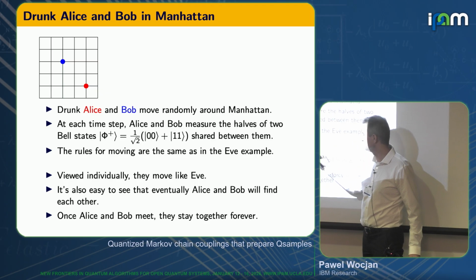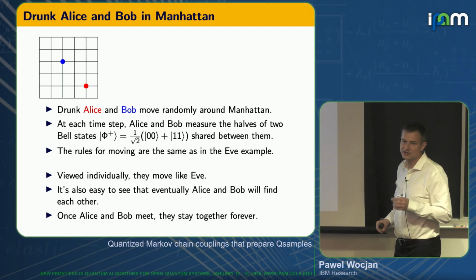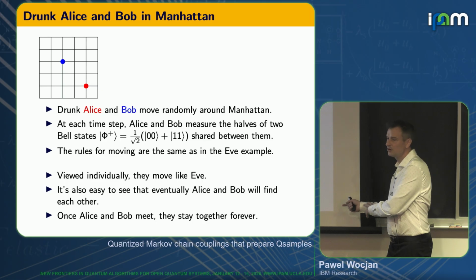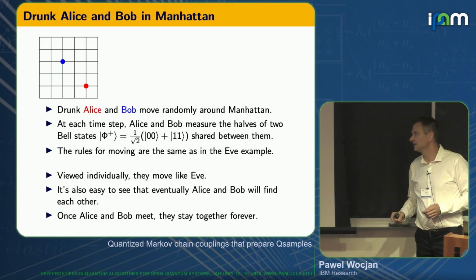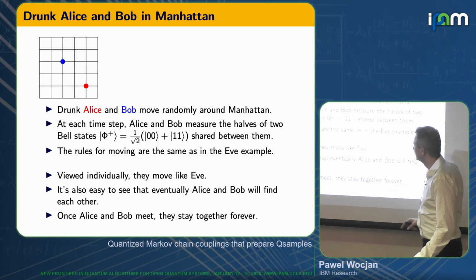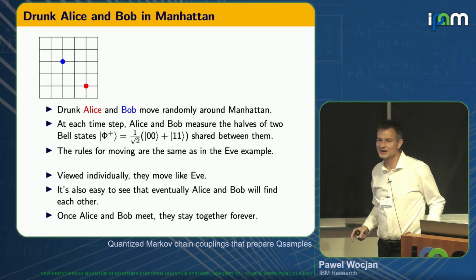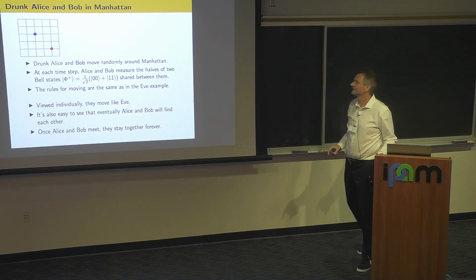And I mean, it's not difficult to see that viewed individually, they move just like Eve. So if you only look at how Alice moves and how Bob moves, they will just move around like Eve. But it's also not too difficult to see that eventually Alice and Bob will find each other. And do you have an idea why this is the case? That they will eventually find each other? Yeah. Alice hits the wall, Bob keeps going. They get closer. Yes, exactly.